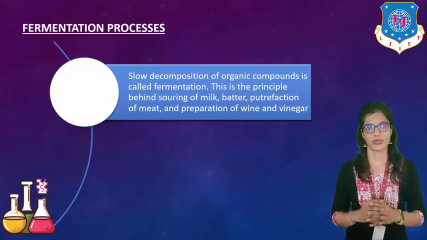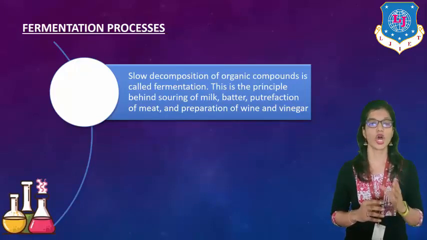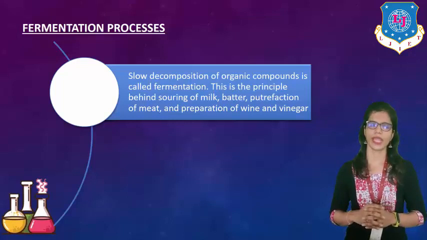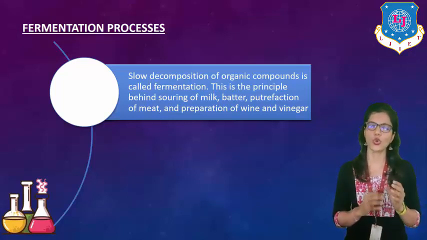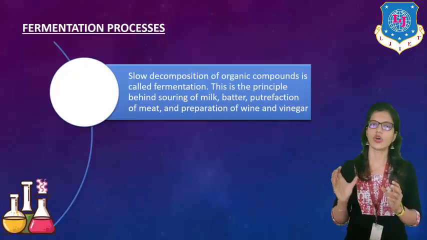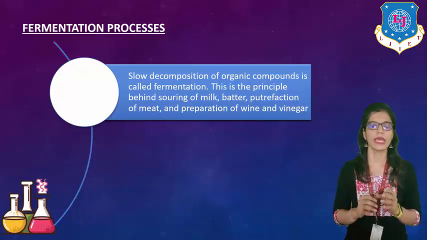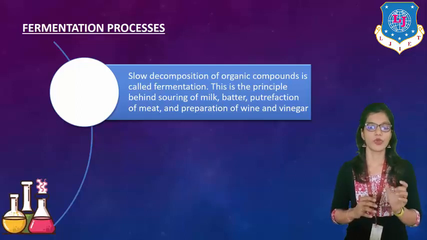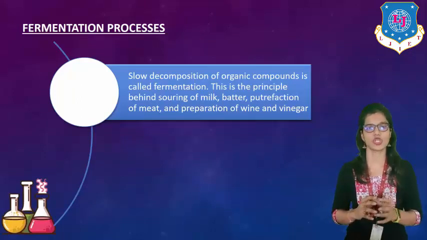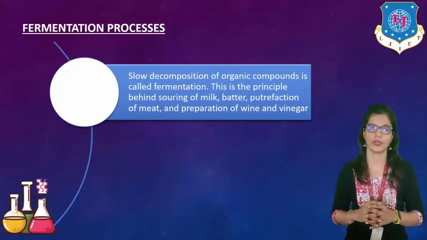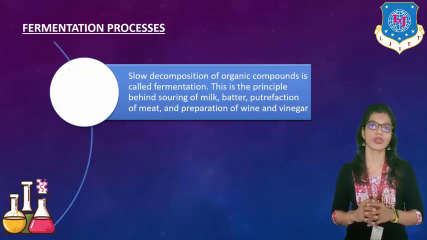The slow decomposition of organic compounds is called fermentation. Basically, it's the slow degradation of any organic compound. This is the principle behind souring of milk, putrefaction of meat, and preparation of wine and vinegar. This is basically used in the preparation of alcohol. Fermentation is the most important thing for us in our day-to-day life also.